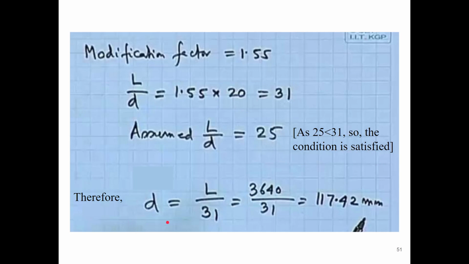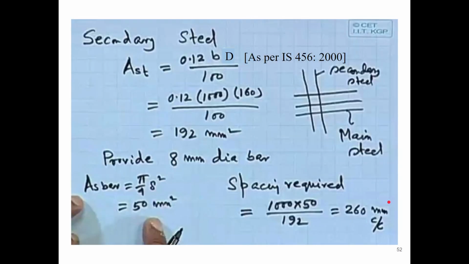So now we can calculate the D required. Therefore D required is equal to L by 31, where L is 3.64 meter, divided by 31. So that is equal to 117.42 millimeter. So that was the D value which was required.